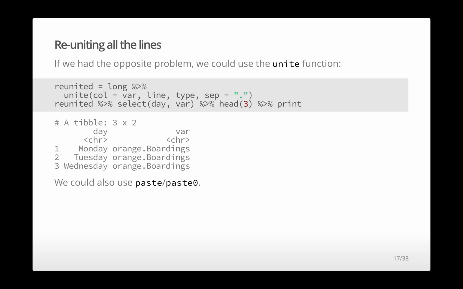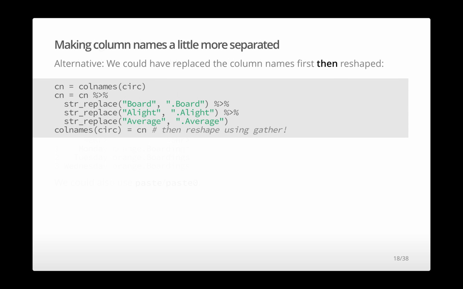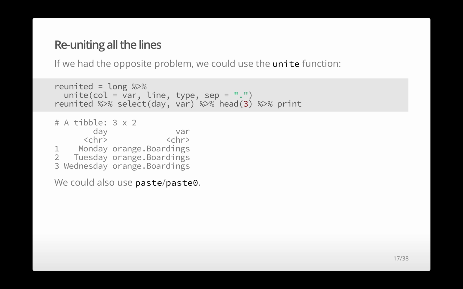Separate makes multiple columns from one. Unite takes multiple columns, pastes them together, and makes one column and removes the rest. We could have also used paste0 if you want to keep both columns. A lot of times you don't want to. A lot of times you do want to do the separation, and then you want to remove the columns that you didn't need anymore.